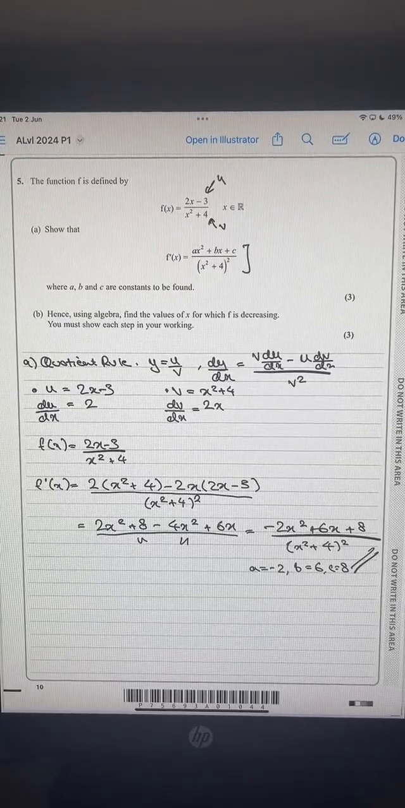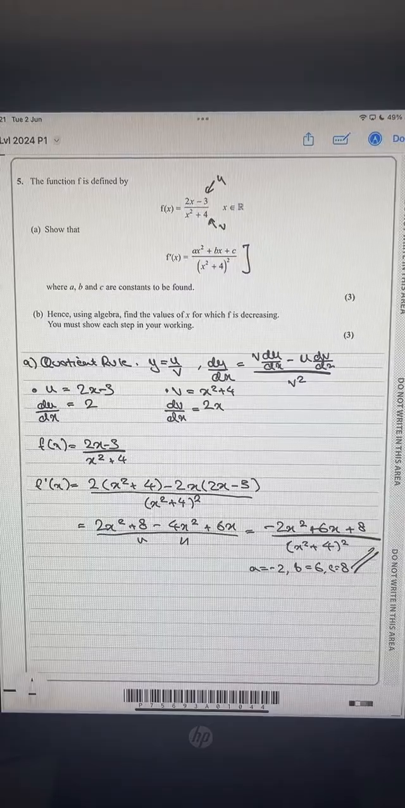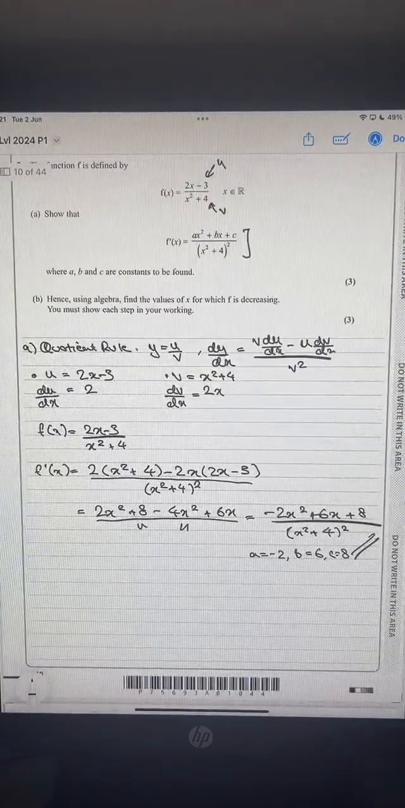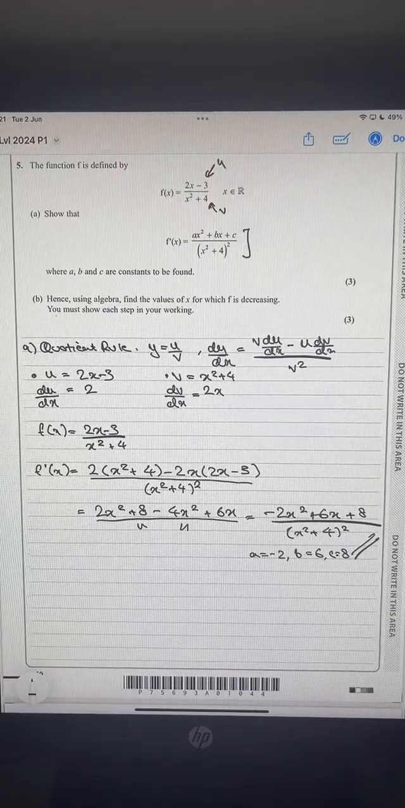This whole paper is so for just differentiation, and there's some more differentiation later on in the paper. I was very happy when we were sent this. Okay, cool. Part B. Hence, using algebra, find the values of x for which f, the function, is decreasing.